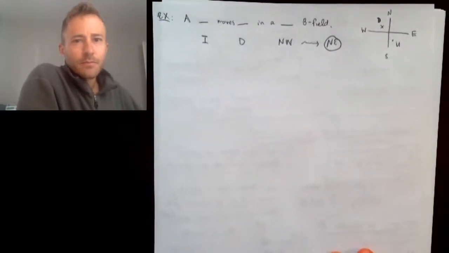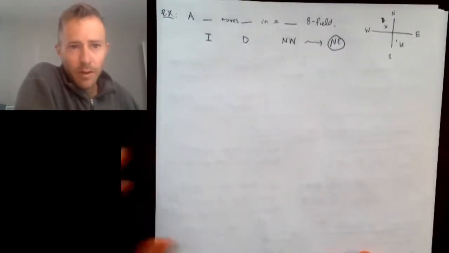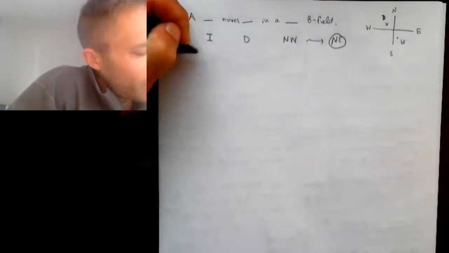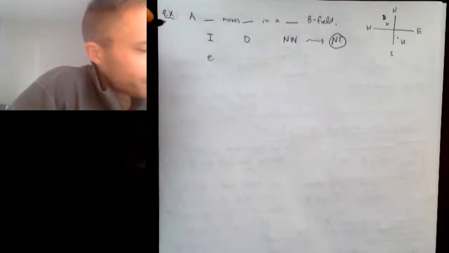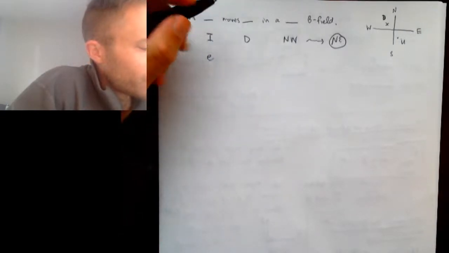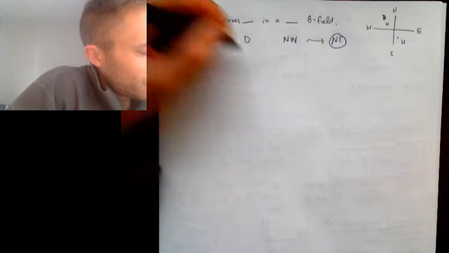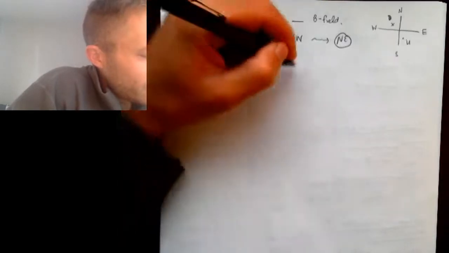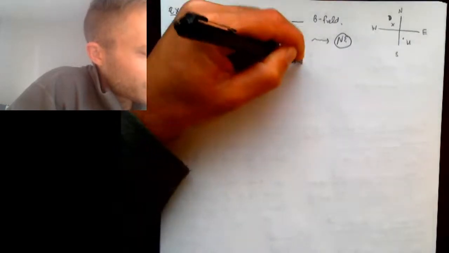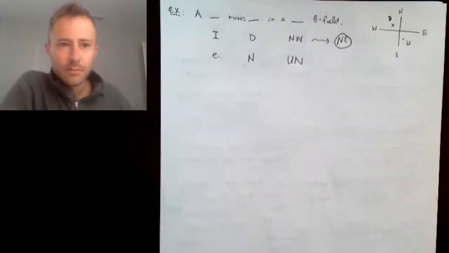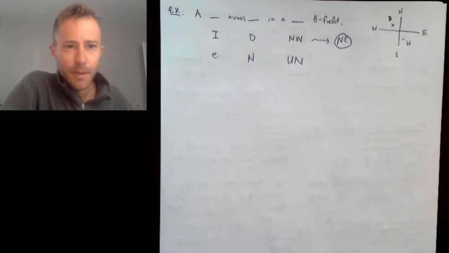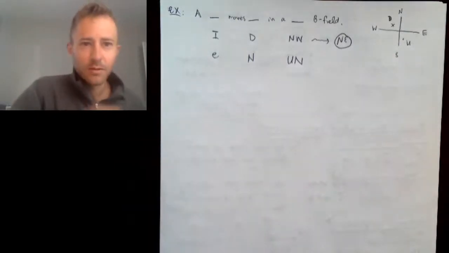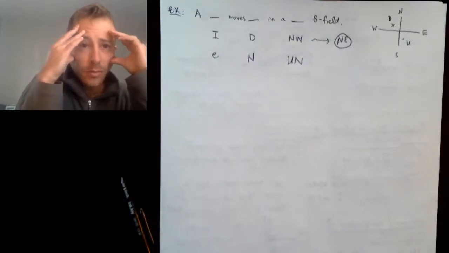So there you have it. What if we have an electron that travels, let's say, north in an up-north magnetic field? Here's another example. Okay. So what do I mean by up north?